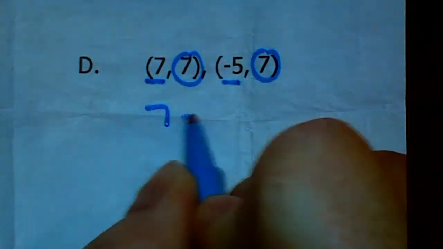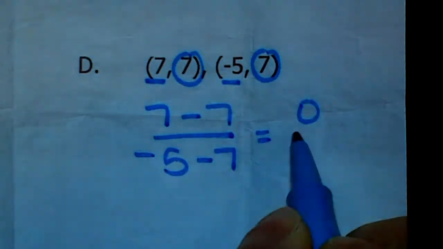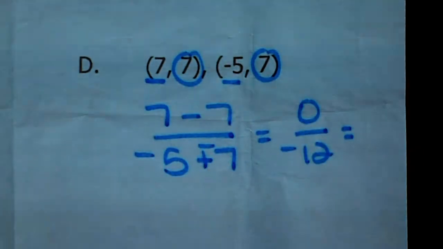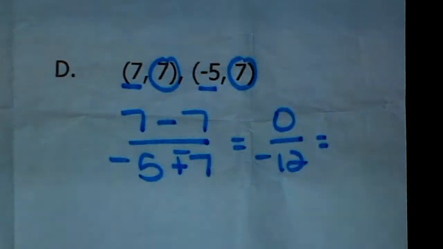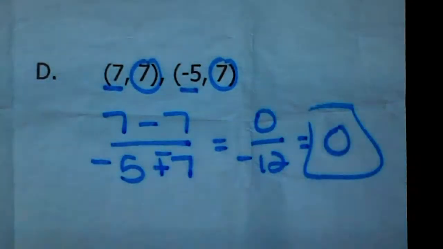Okay, take a look at D. I am underlining my x's. I am circling my y's. I'm going to take y2 minus y1 over x2 minus x1. 7 minus 7 is 0. Negative 5 plus negative 7 is negative 12. 0 divided by negative 12, that's not the undefined one. You're allowed to take 0 divided by something. So this means my slope is 0. So hopefully you are picturing a horizontal line. It's going to look like that.